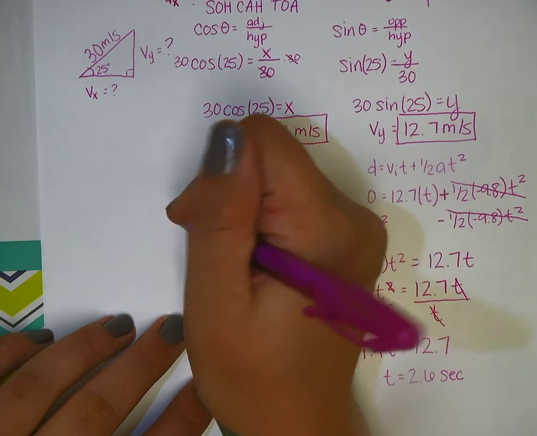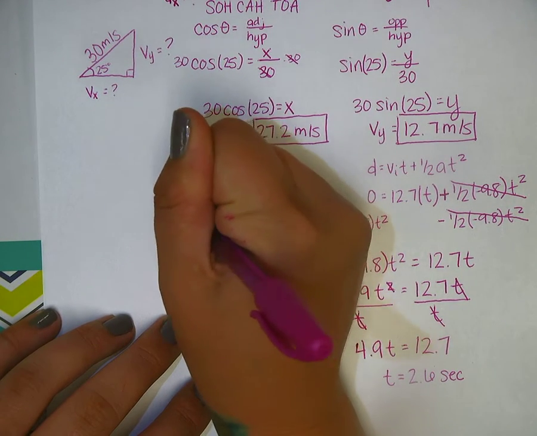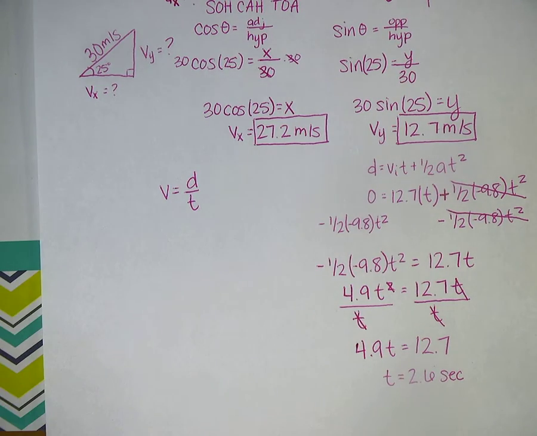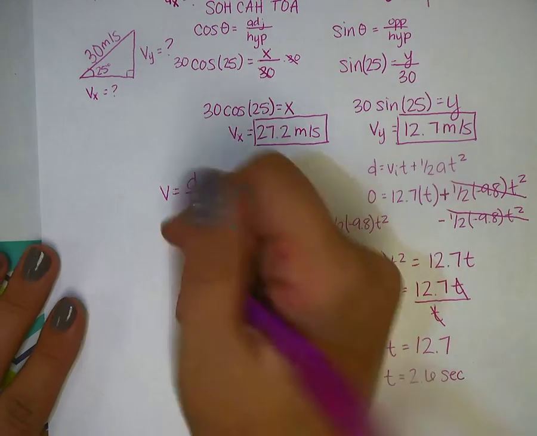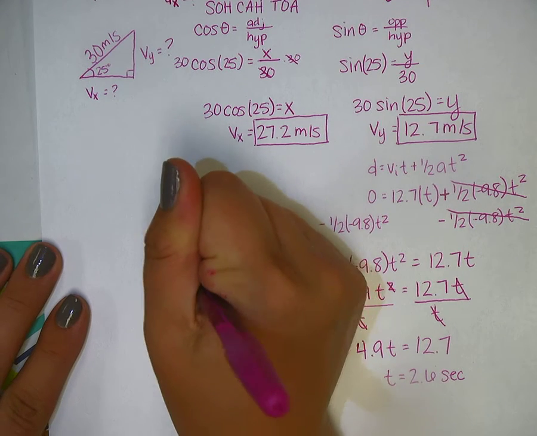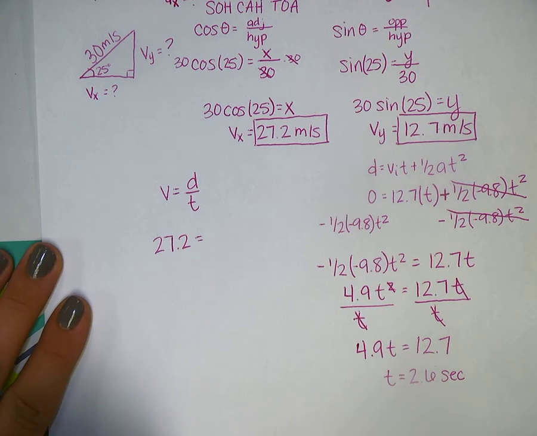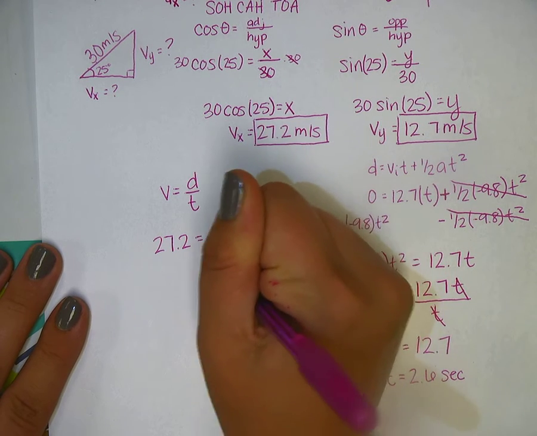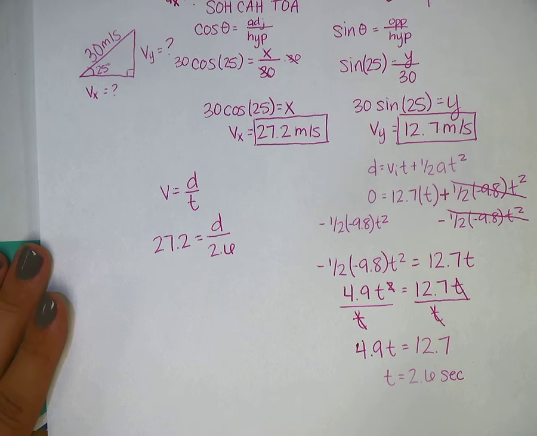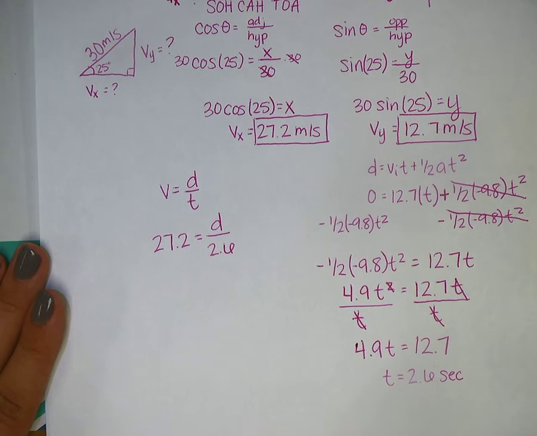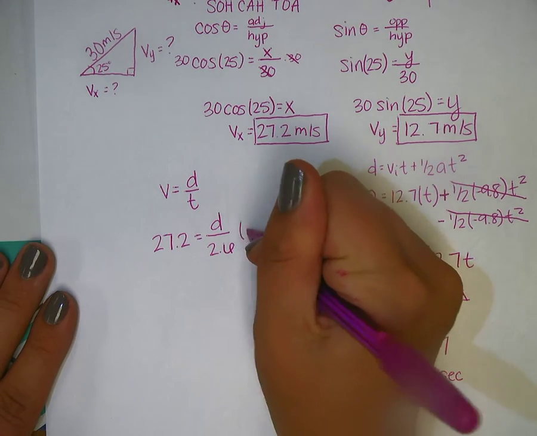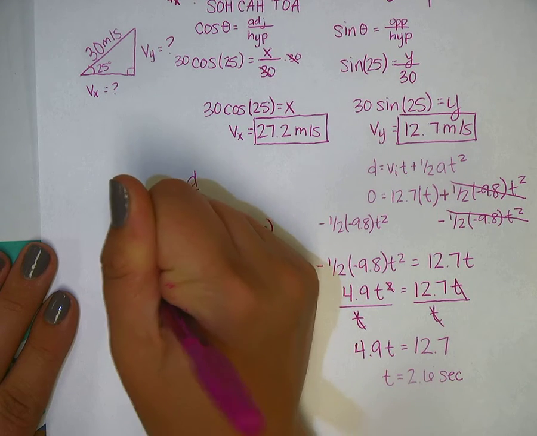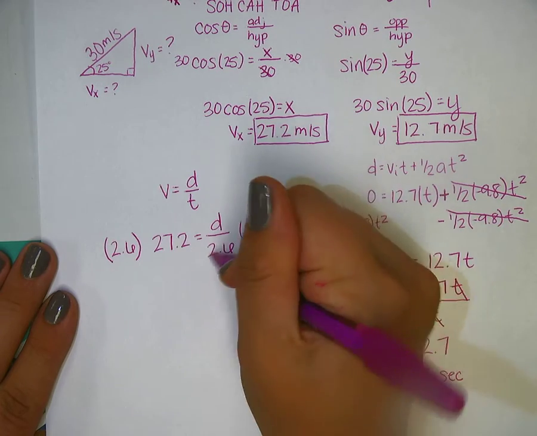So back down here, we're going to do v equals d divided by t. Plug in velocity, which was 27.2, equals displacement, which is what we're trying to find, divided by our time, which was 2.6. To get d by itself, we're going to multiply 2.6 on both sides. These two cancel out.